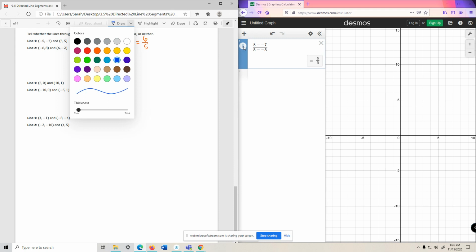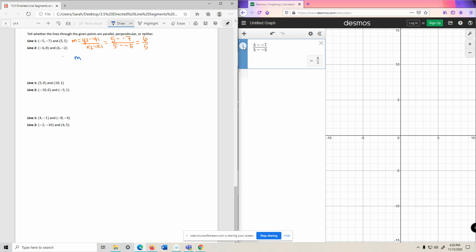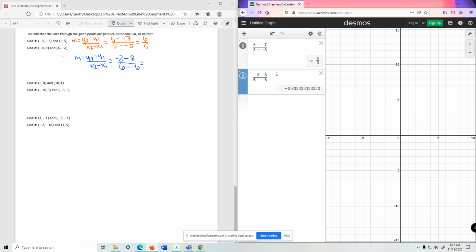Now let's find our other slope using line 2. My second point is 6, -2, so y2 is -2, minus y1 is 8, x2 is 6, minus x1 is -6. Let's try that in Desmos. So again, fraction, division sign to get your fraction. -2 minus 8 over 6 minus -6. We get a crazy decimal. Switch that to a fraction. I get -5 over 6.